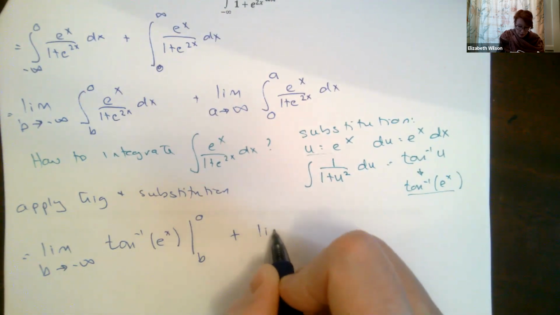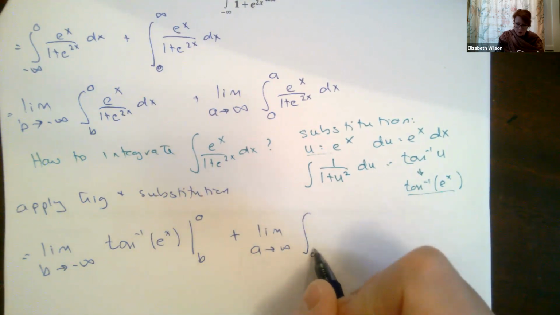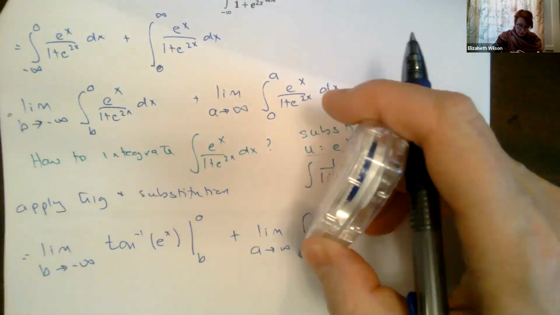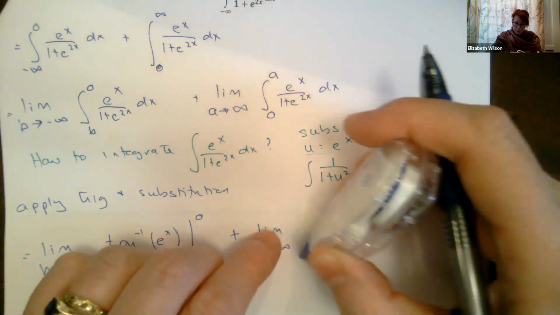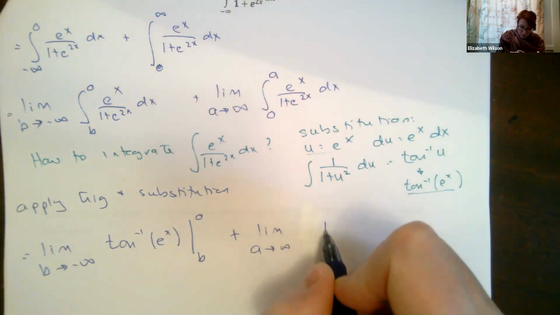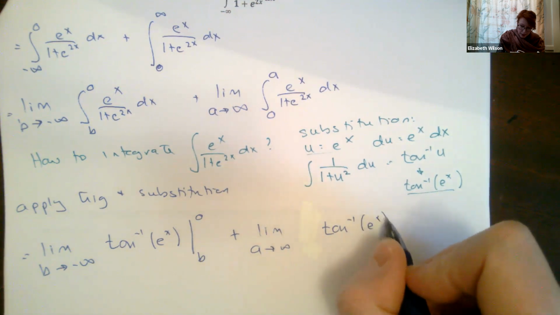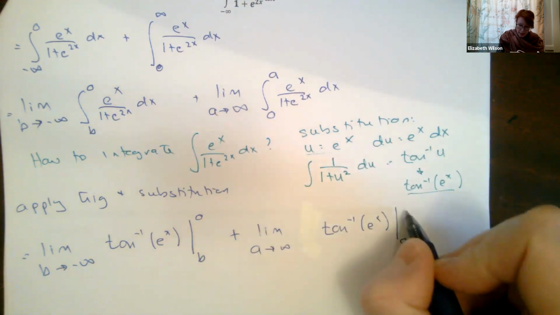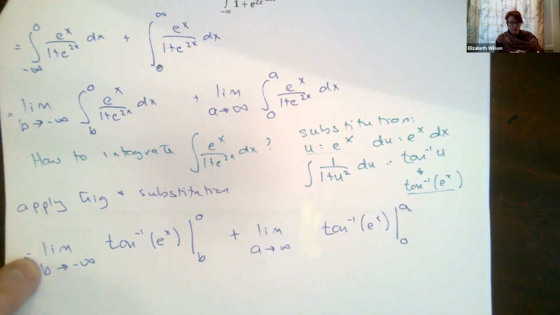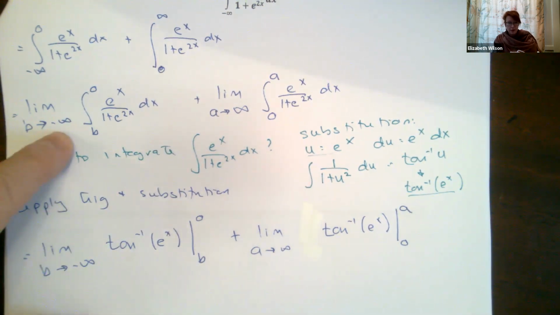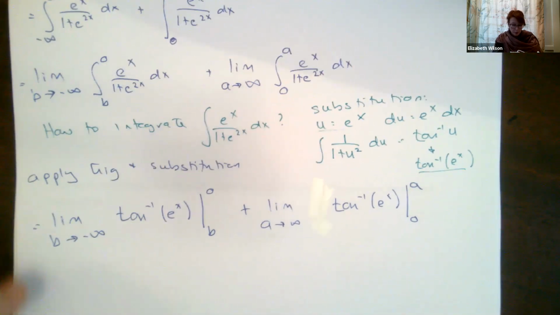Plus my other limit as a goes to positive infinity. We already integrated that, so this is my antiderivative, inverse tangent of e to the x, and I'm going to evaluate that from 0 to a. So you have to show the antiderivative, and you also have to carry the limit process on every step that you're doing, because that's how you're evaluating this integral. We're going to keep up with this limit tag here until we actually process that.